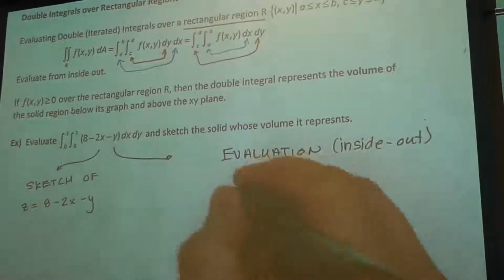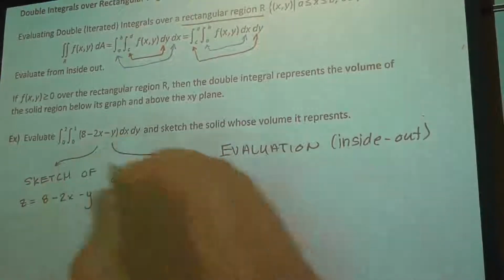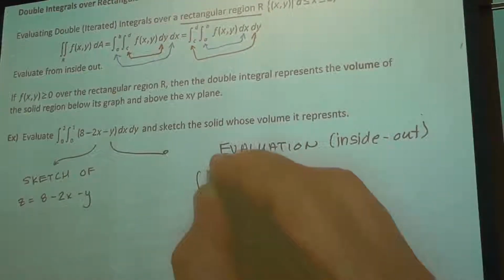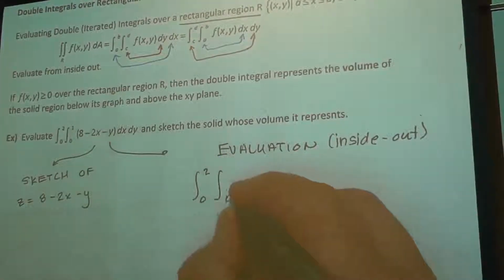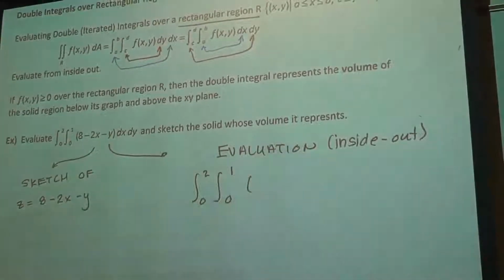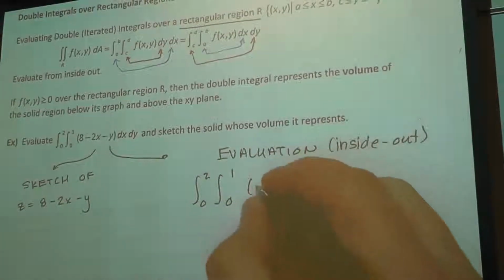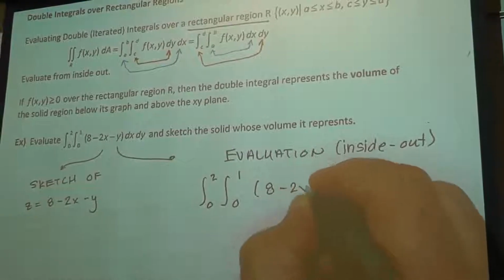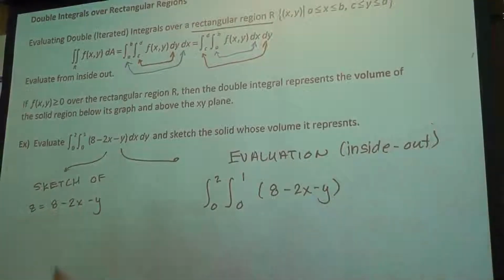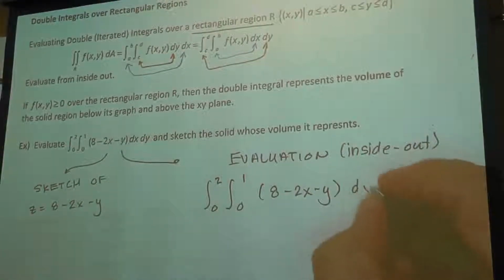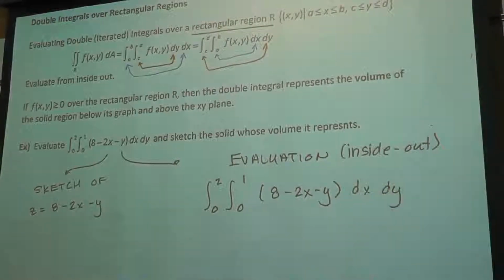So when you set up this integral, it's already set up for you. The outer limits are 0 to 2. The inner limits are from 0 to 1. The integrand, the function, is 8 minus 2x minus y. And according to the problem, we're doing dx, dy order.